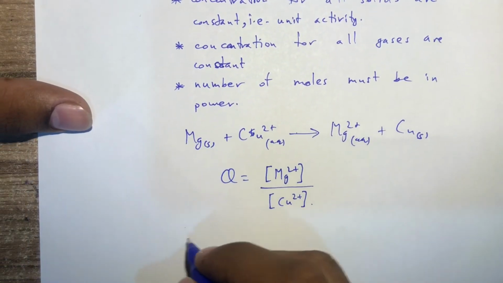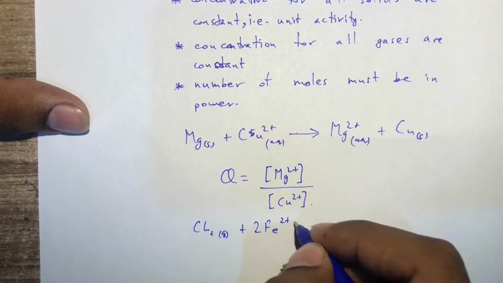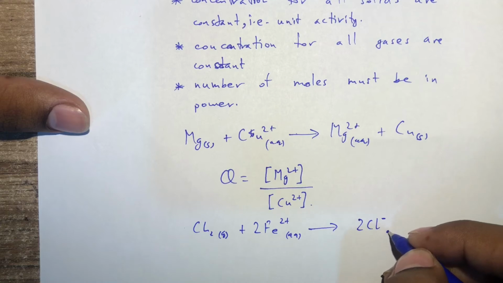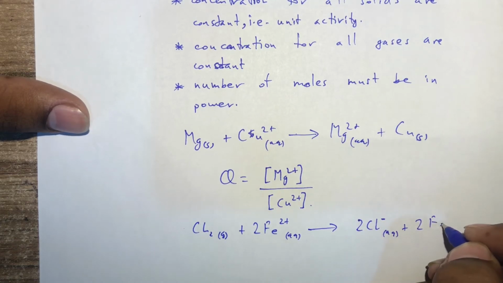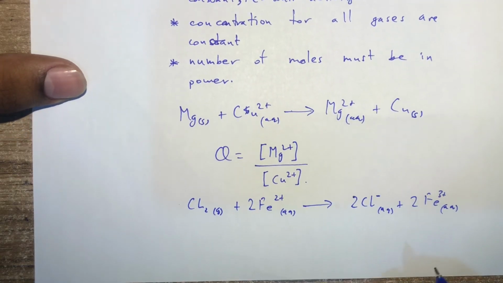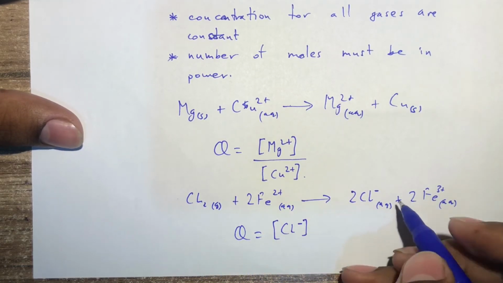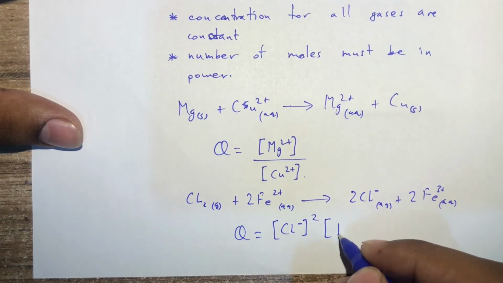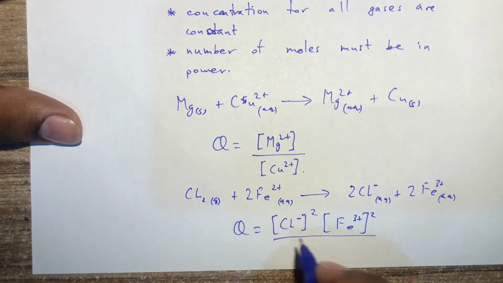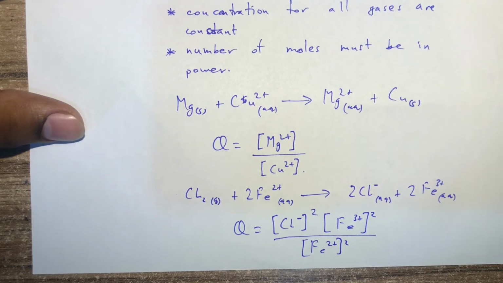Let's take another example. If there is chlorine gas plus 2 iron 2+ ions aqueous converting to 2 chloride ions aqueous plus 2 iron 3+ ions aqueous, over here the value of Q will be the concentration of chloride ions squared because it's 2 moles, then the concentration of Fe3+ ions again squared, upon, we won't take chlorine because it's gas, so it will be Fe2+ again squared because it's 2 moles. This is how we determine Q and n.